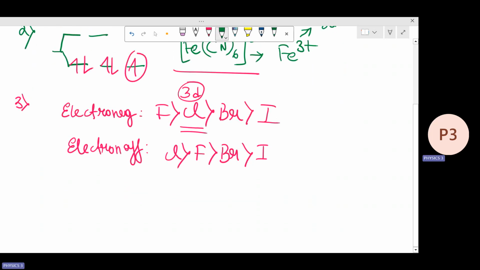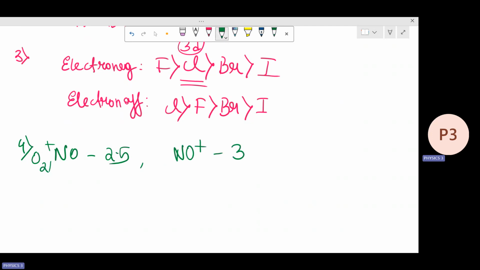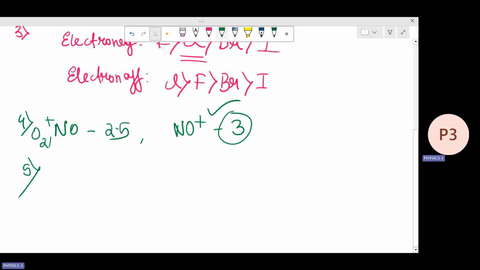Next, question number 4. Among the following species, the highest bond order. If you check all of them, NO has more electrons in bonding molecular orbitals than the others. NO will show a bond order of 2.5, whereas O2+ will also show a bond order of 2.5. Both NO and O2+ show 2.5, whereas NO+ will show a bond order of 3. So who is having the highest bond order? NO+.